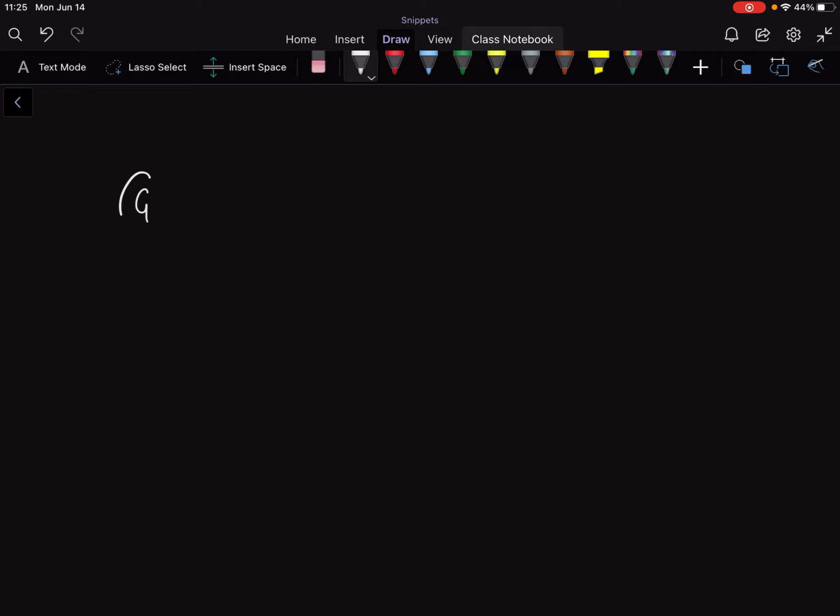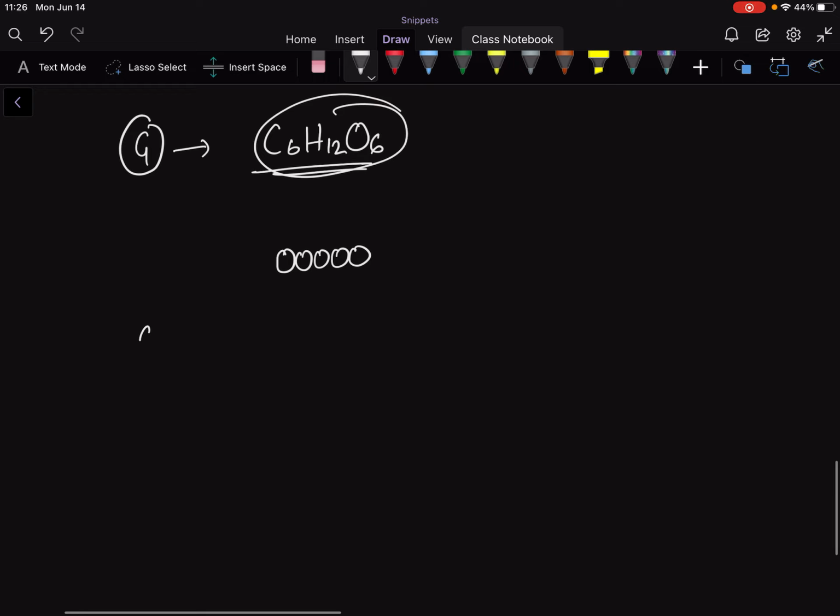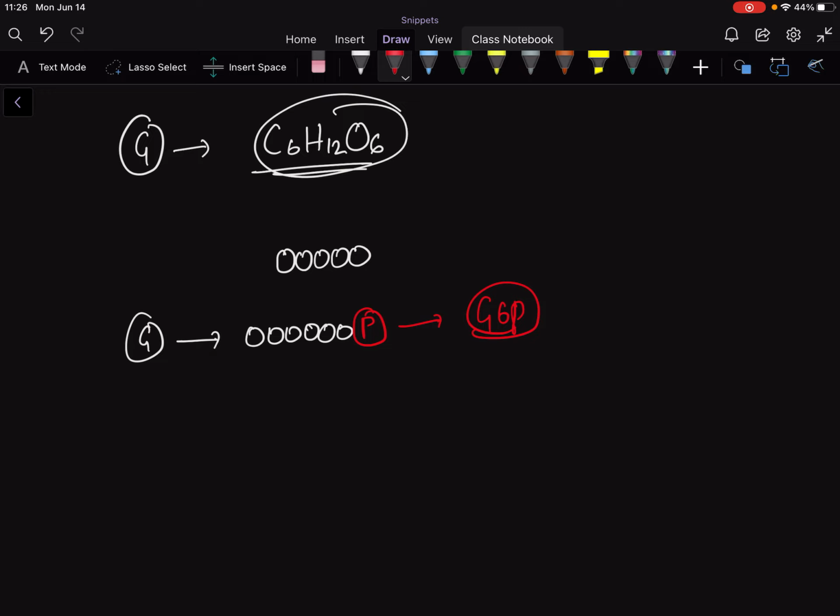First you should know the structure of glucose. As you will have heard in your school days itself, it is C6H12O6. I will not draw the entire diagram for this one. C6 means it contains 6 carbons, 1 2 3 4 5 6. Suppose this is the structure of glucose, which contains 6 carbons. Suppose there is an enzyme which is keeping a phosphate on the 6th position. So what is it called? Glucose 6 phosphate, right? That is how you remember these things.